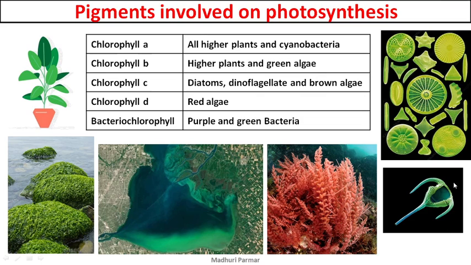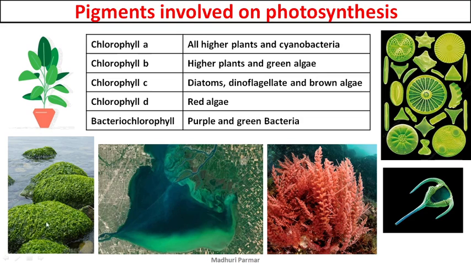Then dinoflagellate again is a protista. Fine, and it is called dinoflagellate because it has flagella. So these dinoflagellates also have chlorophyll type C. And then brown algae also have chlorophyll type C. Chlorophyll D is present in red algae, rhodophyceae, right? So here you have red algae which will have chlorophyll D. And finally, bacteriochlorophyll is present in purple and green bacteria, which we studied in Cornelius van Niel's experiments. So what these bacteria have is called bacteriochlorophyll.